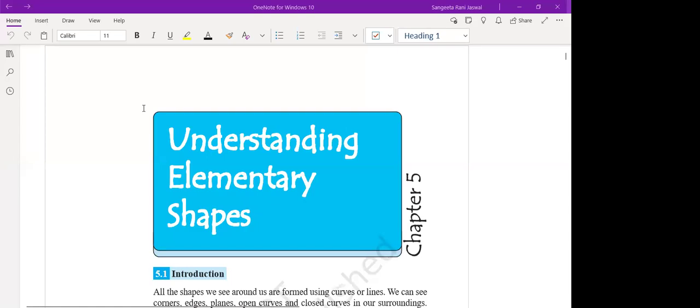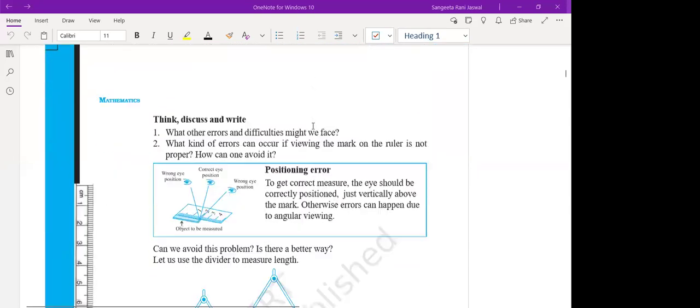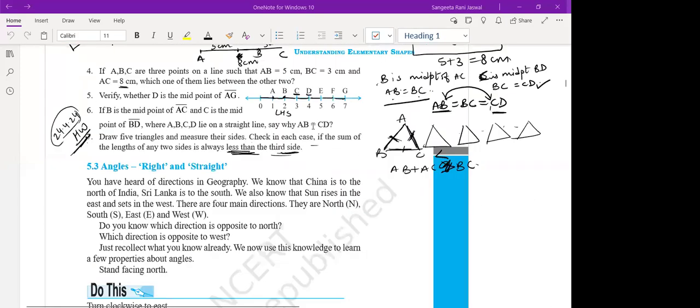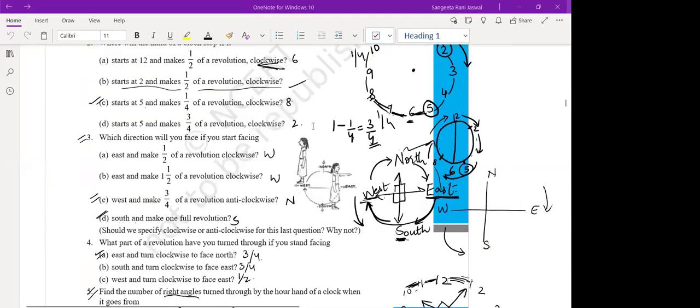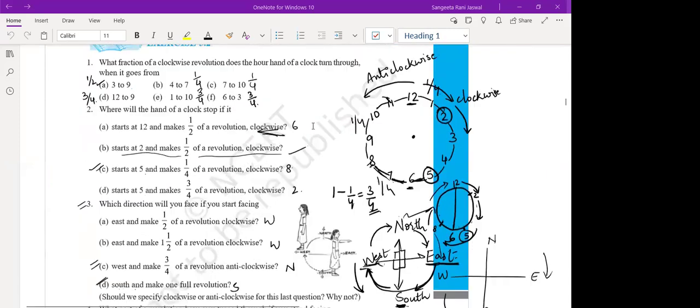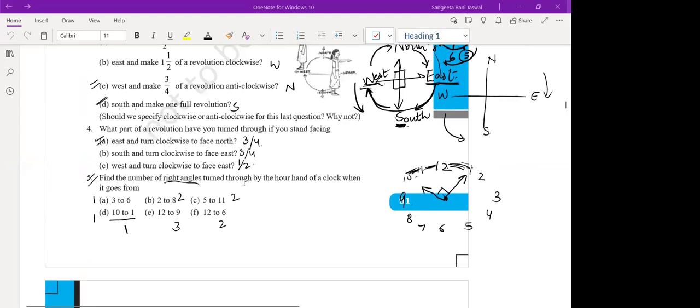Now see, this is the chapter. We were doing exercise 5.2. I think that was over, no? 5.2 was almost over. We did these direction sums, no? Now next is question number 4. See children, we had done till question number 3. Now this is question number 4.